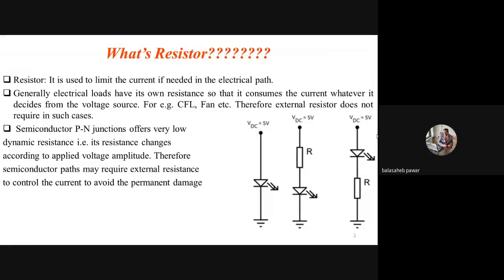Yes, correct. That is known as the short circuit current. Means that is the maximum current providing capacity of that DC source. Clear now?